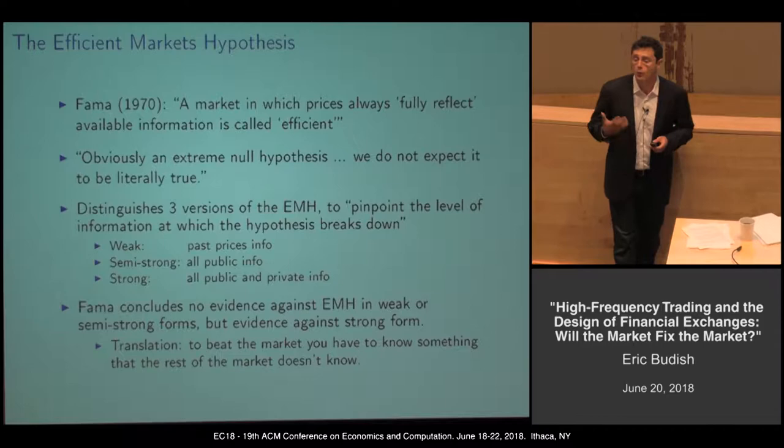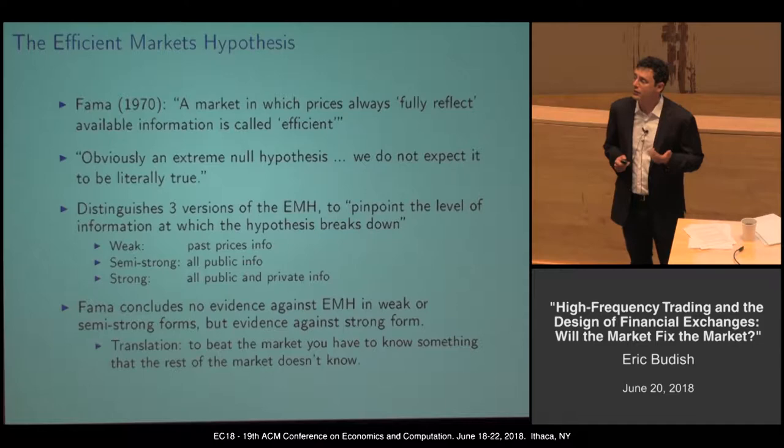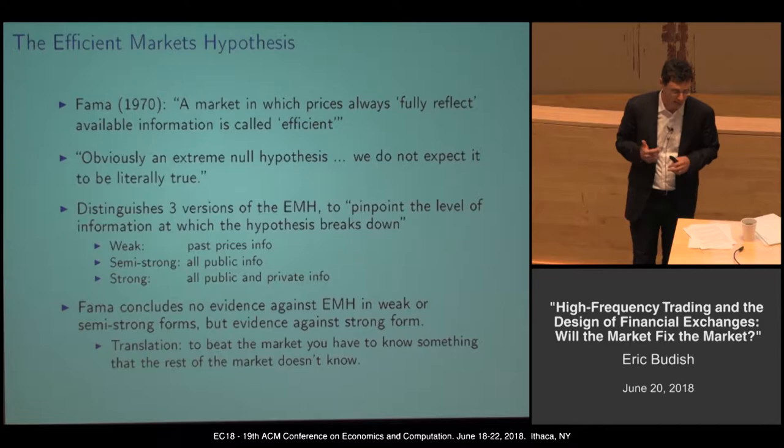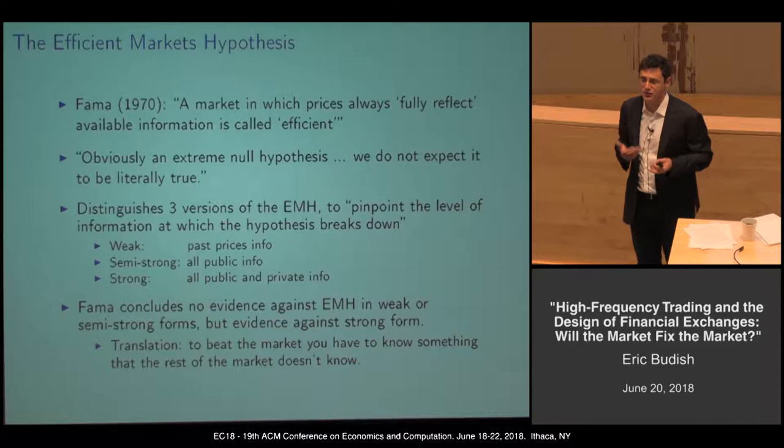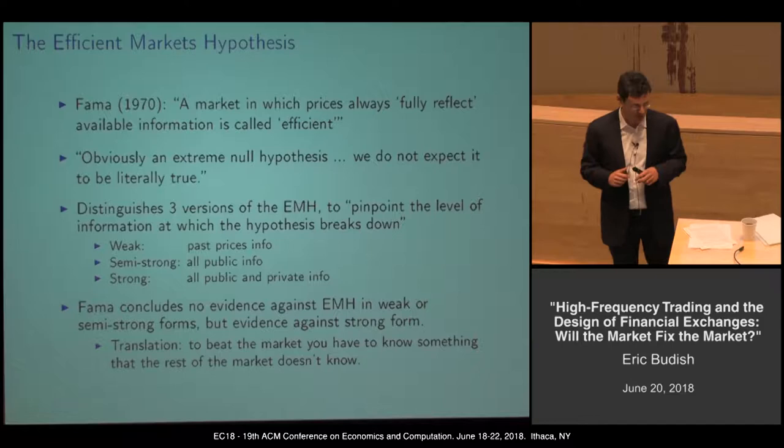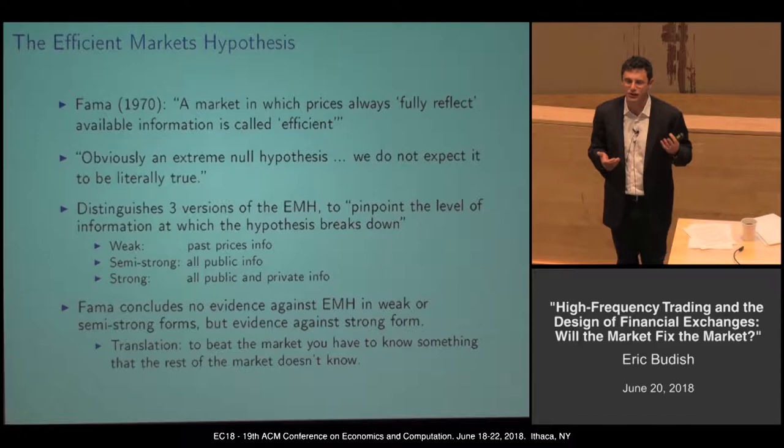The weak form of the hypothesis says that you can't beat the market, so make risk-adjusted excess returns, using just past prices as your information set. The semi-strong form says that you can't beat the market using both past prices and other forms of public information, like company news, earnings releases, and so forth as your information set. And the strong form says you can't beat the market, period, even using private information.